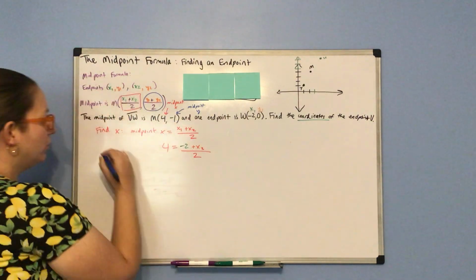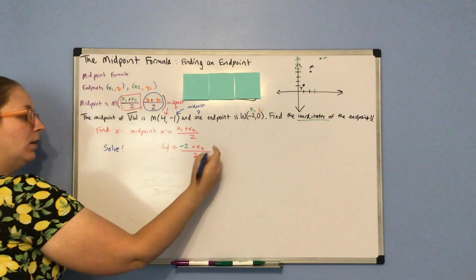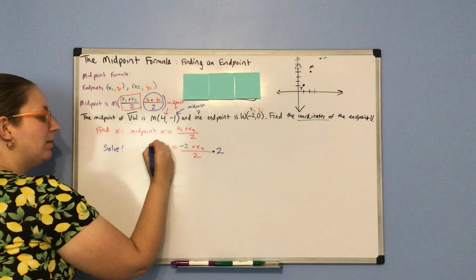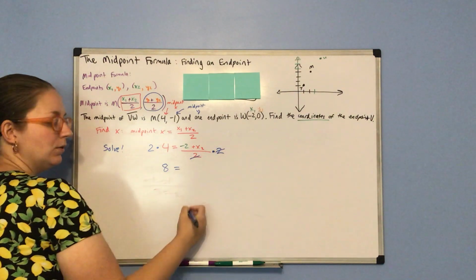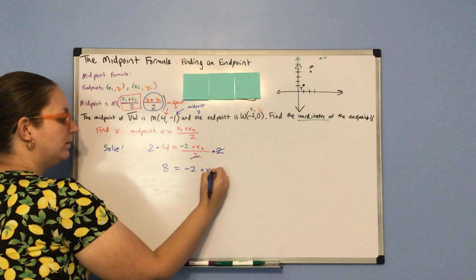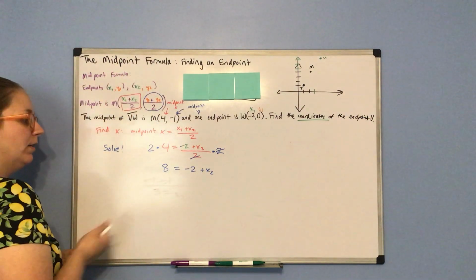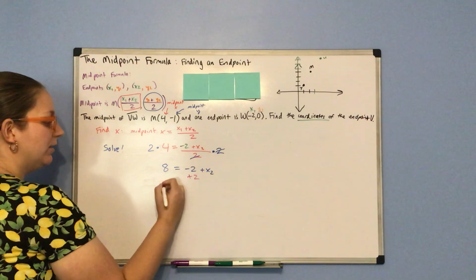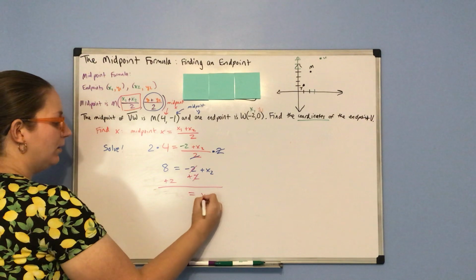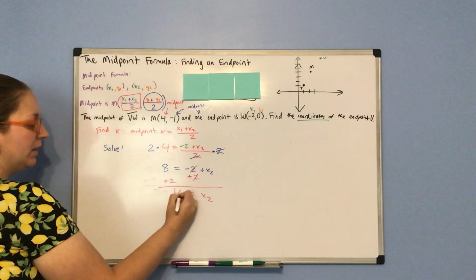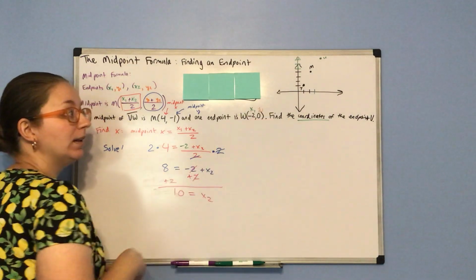From here we know we need to solve. So solve the equation we're left with. Get rid of that divided by 2 first by multiplying by 2. 2 times 4 is 8. 2's cancel over here. And then last but not least, to get rid of -2, I do the opposite, which is add 2. Cancels here, which is what I want. I get that x2 equals 10. So that'll be part of the coordinates of my endpoint. Now I need to find the y coordinate.